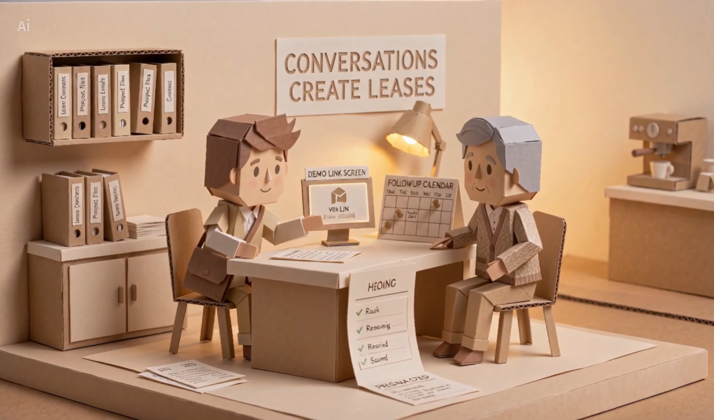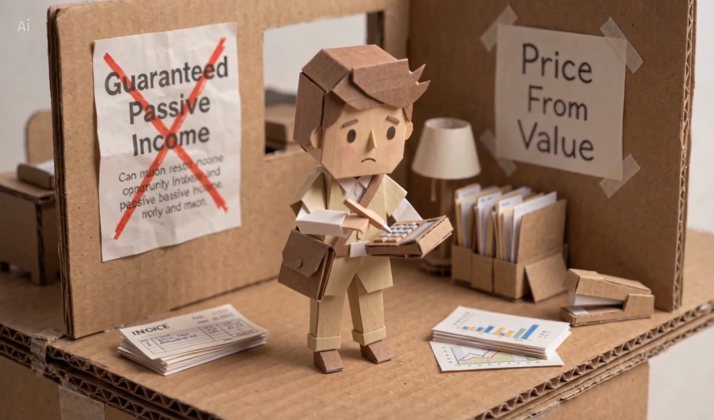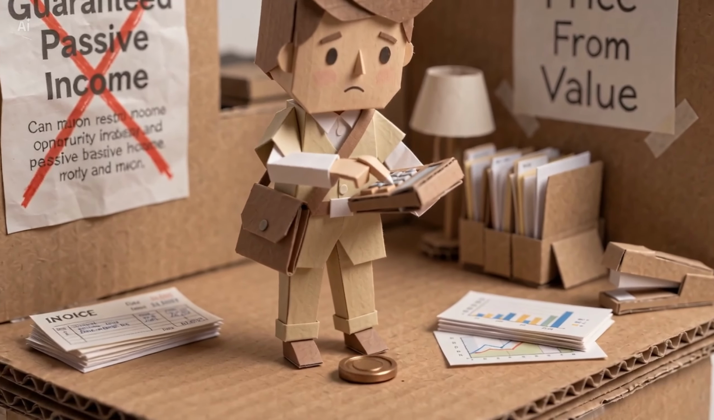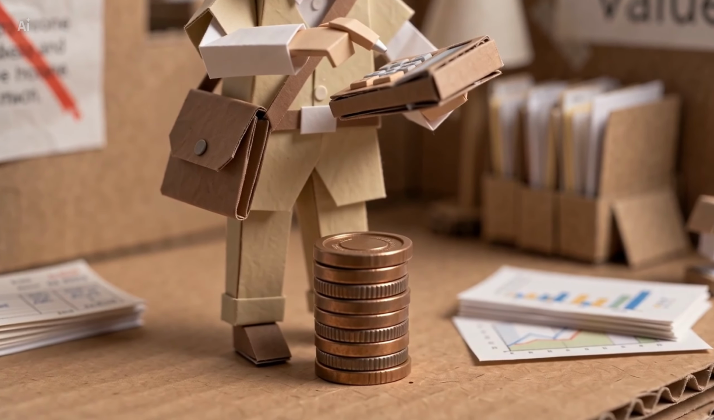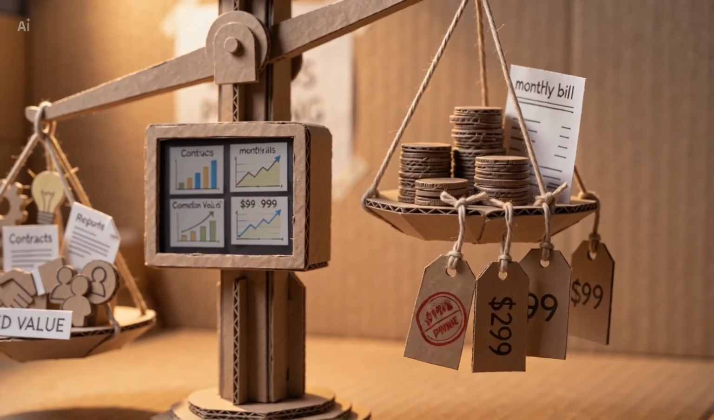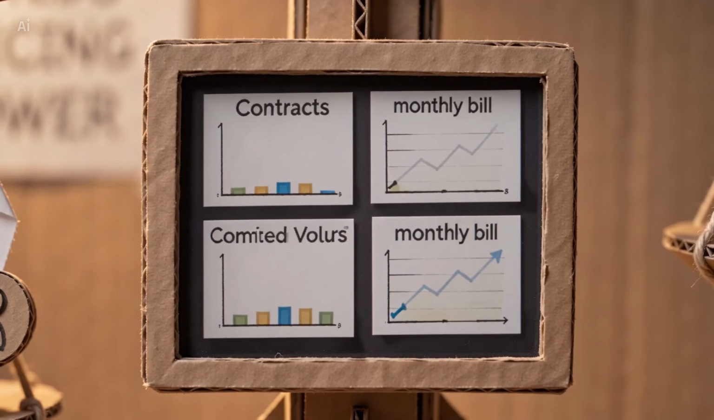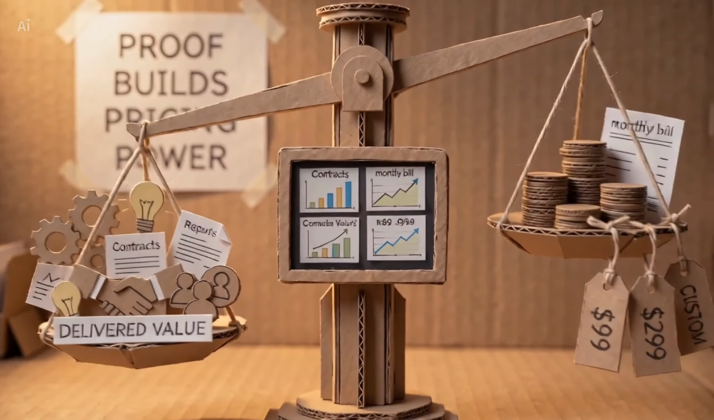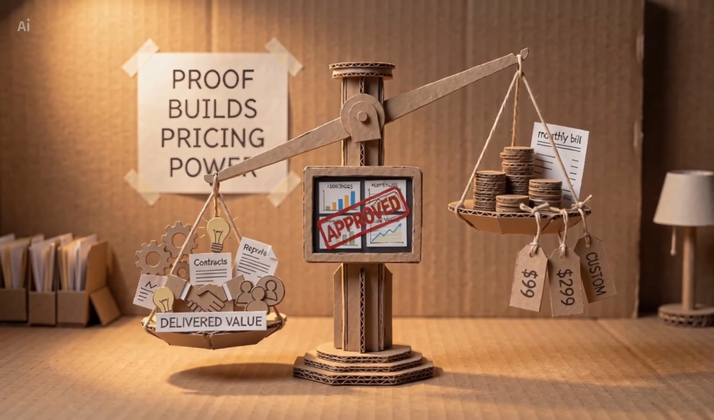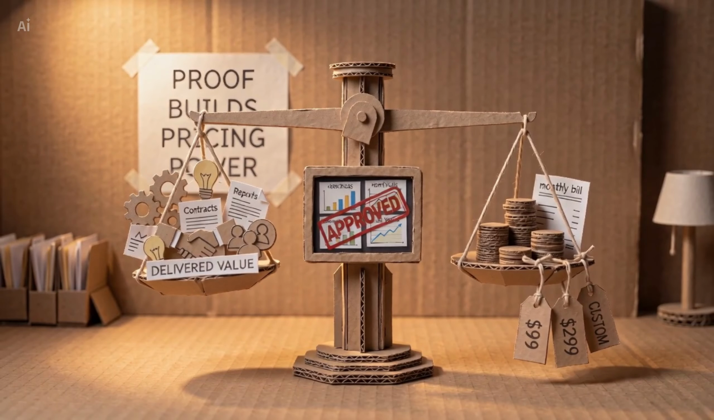Pricing should come from value, not fantasy. If your asset helps a business earn $3,000 more per month, a $300 to $700 monthly lease may be reasonable. If it only saves a few hours, the price may be much lower. Start with a test price, measure results, and adjust. Never sell guaranteed income. Sell access, service, reliability, and measurable outcomes. The more proof you have, the stronger your pricing power becomes.